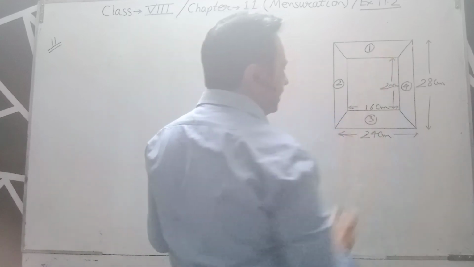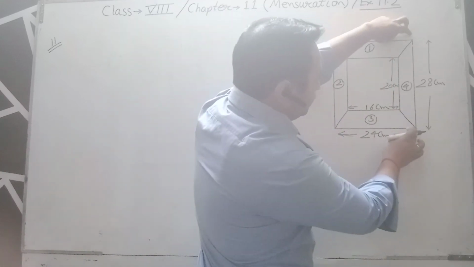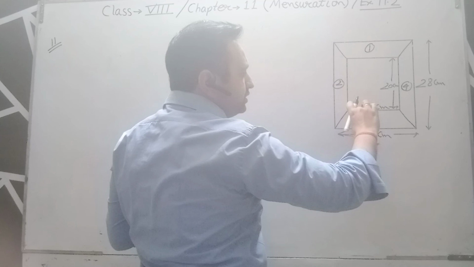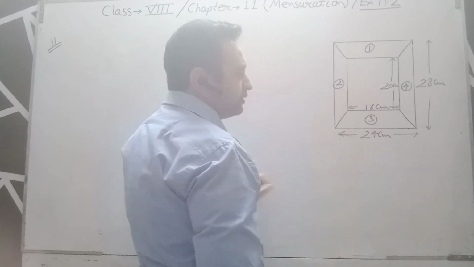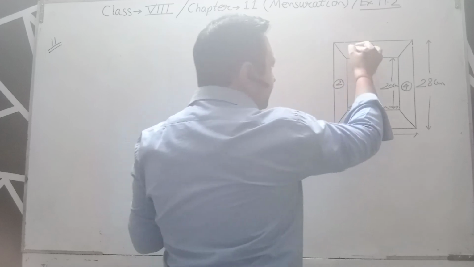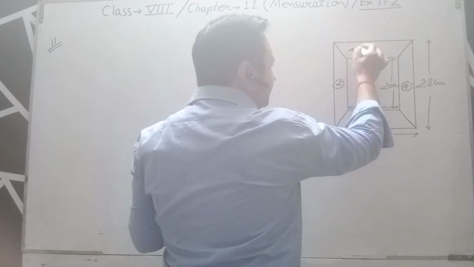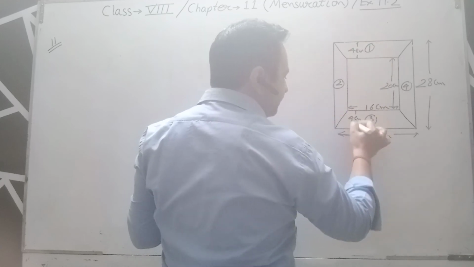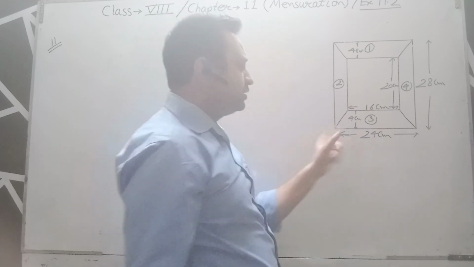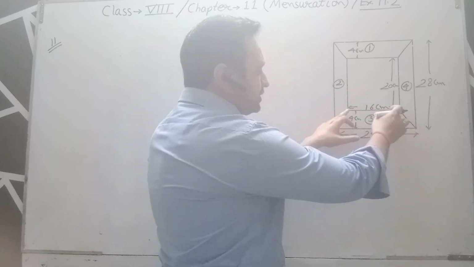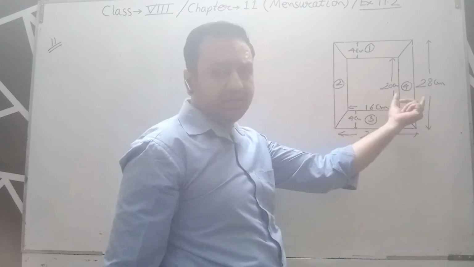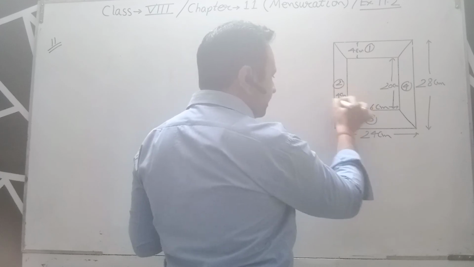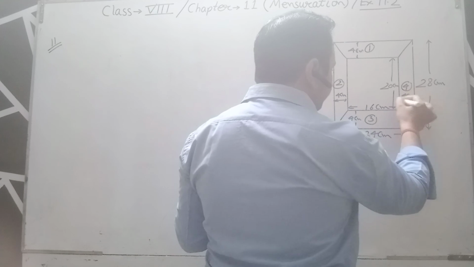For this we have to note two parallel sides and the distance between them. For the first part we observe that the total value is 28 centimeter and this is 20 centimeter, so the difference is 8 centimeter. Because the width is the same, its value is 4 centimeter and this is also 4 centimeter. Similarly, the total value is 24 centimeter and this is 16 centimeter, so the difference is 8 centimeter, so it is also 4 centimeter and this is also 4 centimeter.